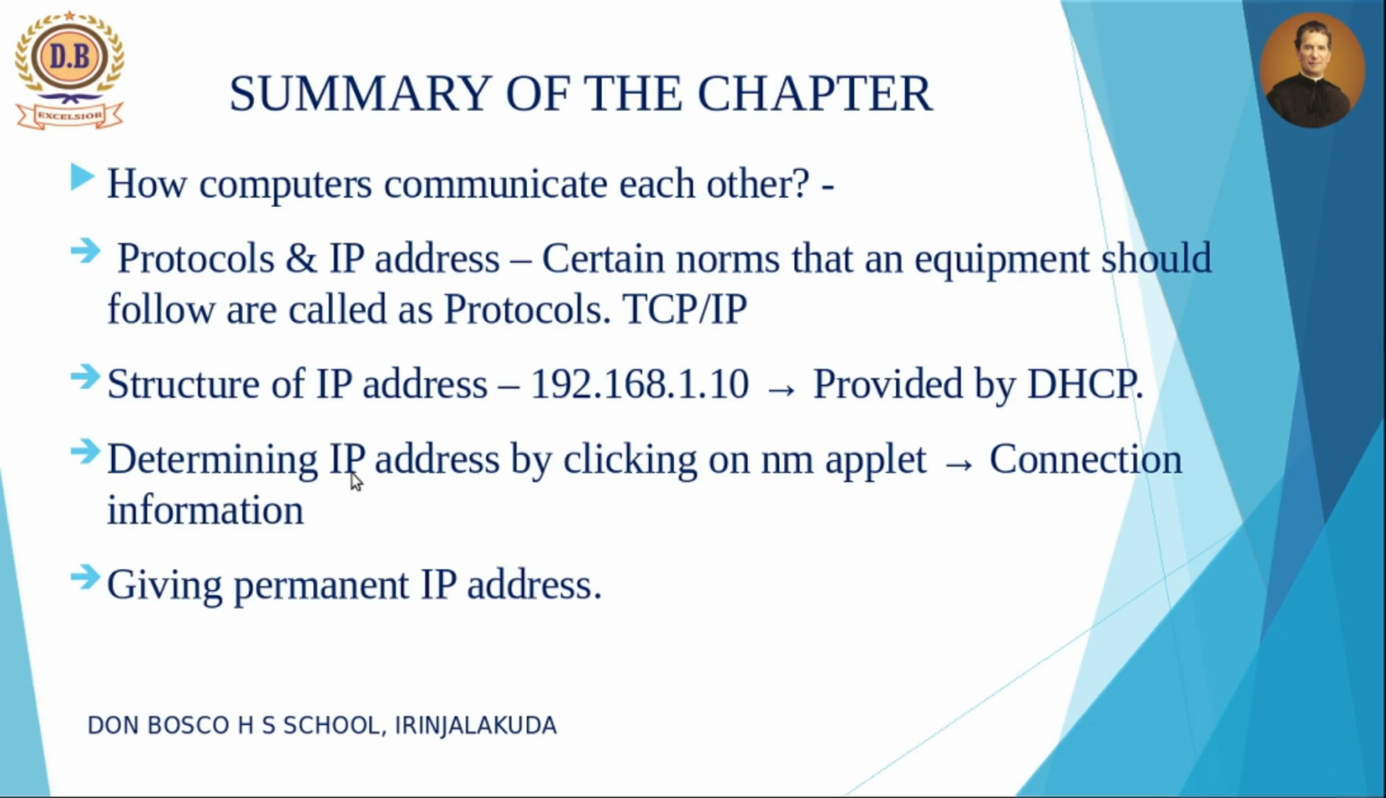The next topic was determining the IP address by clicking on the NM applet, the Network Manager applet. From there select connection information so that we can see the IP address of that particular system. And the next topic was giving a permanent IP address. Whenever we switch on the computers in different orders, DHCP will provide a different IP address to every system. So it will be a difficult task to enter different IP addresses whenever we exchange information. So we can provide a permanent IP address by doing some procedures. It is described in your textbook, so that we can provide a permanent IP address to every system.